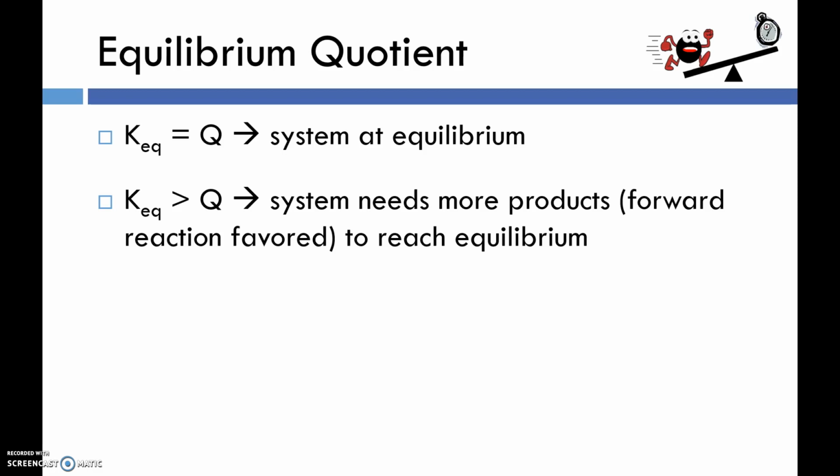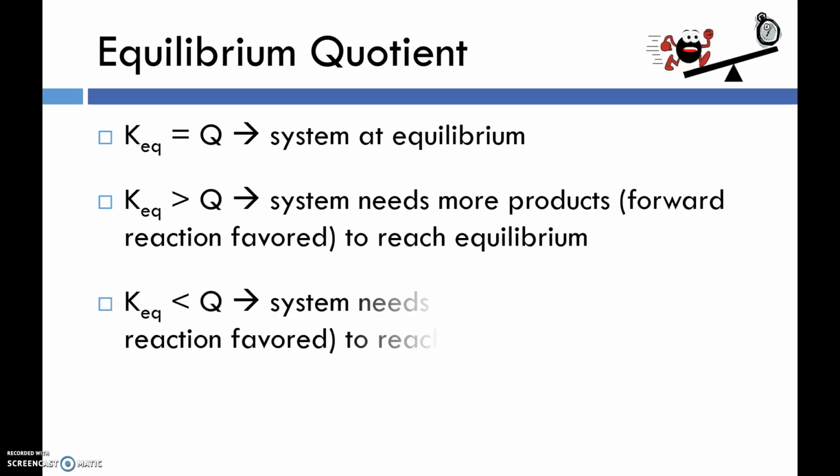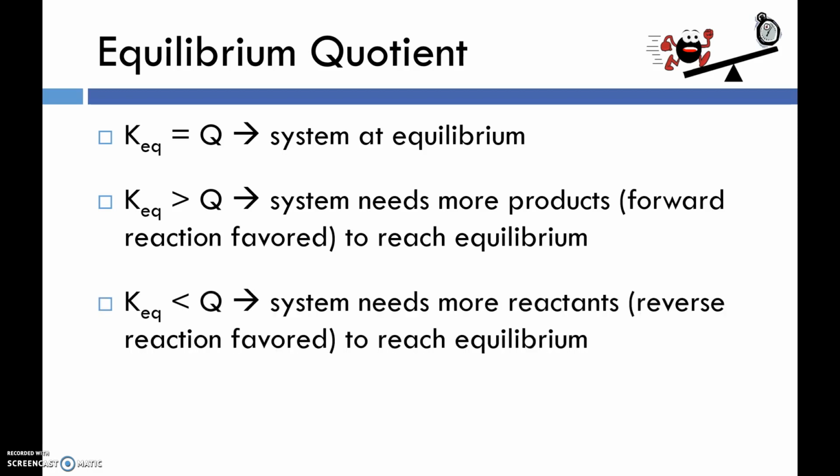Finally, we've got the situation that we saw with the last problem. KEQ can be less than Q. That means that under the current conditions, you have too many reactants and not enough products. Sorry, I misspoke. You have too many products and you need more reactants. So we'd favor the reverse reaction, break down the product back into the reactants to establish equilibrium.